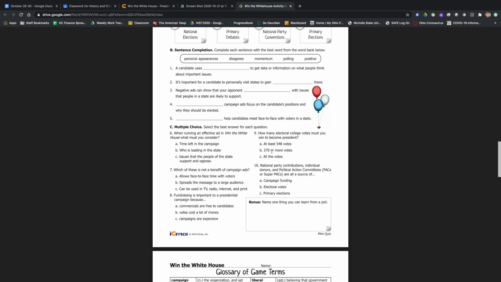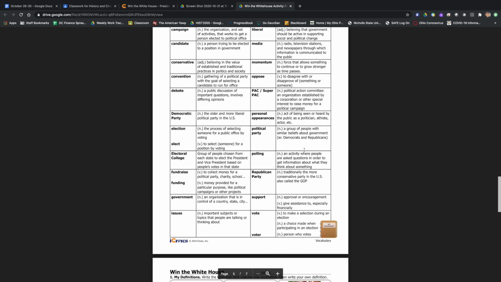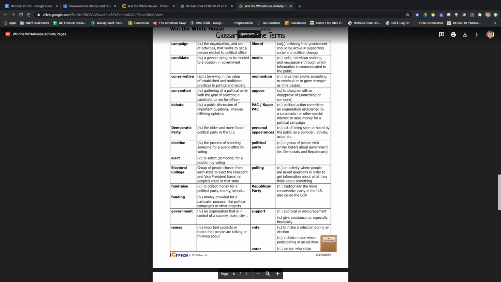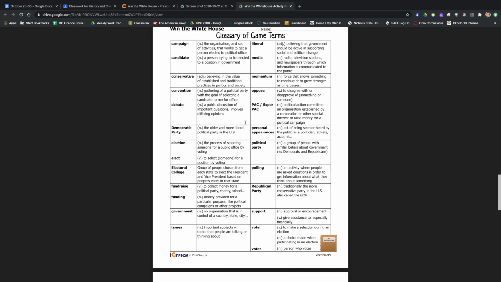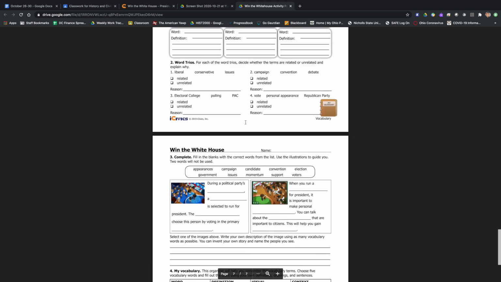Same thing. You're going to go through each one of these, and you are going to circle what is the best answer. Then, down here, name one thing you can learn from a poll. Give me a little idea here. What's something that you can learn from a poll? Okay, next, you've got a glossary of terms. You've got a whole bunch of terms and definitions. And you are going to use those on the next 2 pages, which are the final 2 pages.